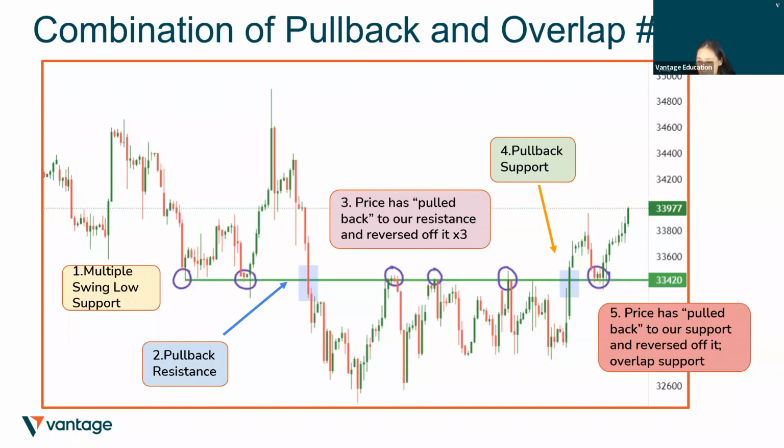Okay, so that brings us to: what's the main difference between a pullback support and an overlap support? Pullback occurs before, so this blue highlighted area, for example, is a pullback resistance. Only when it reverses off of the level, then it is an overlap.